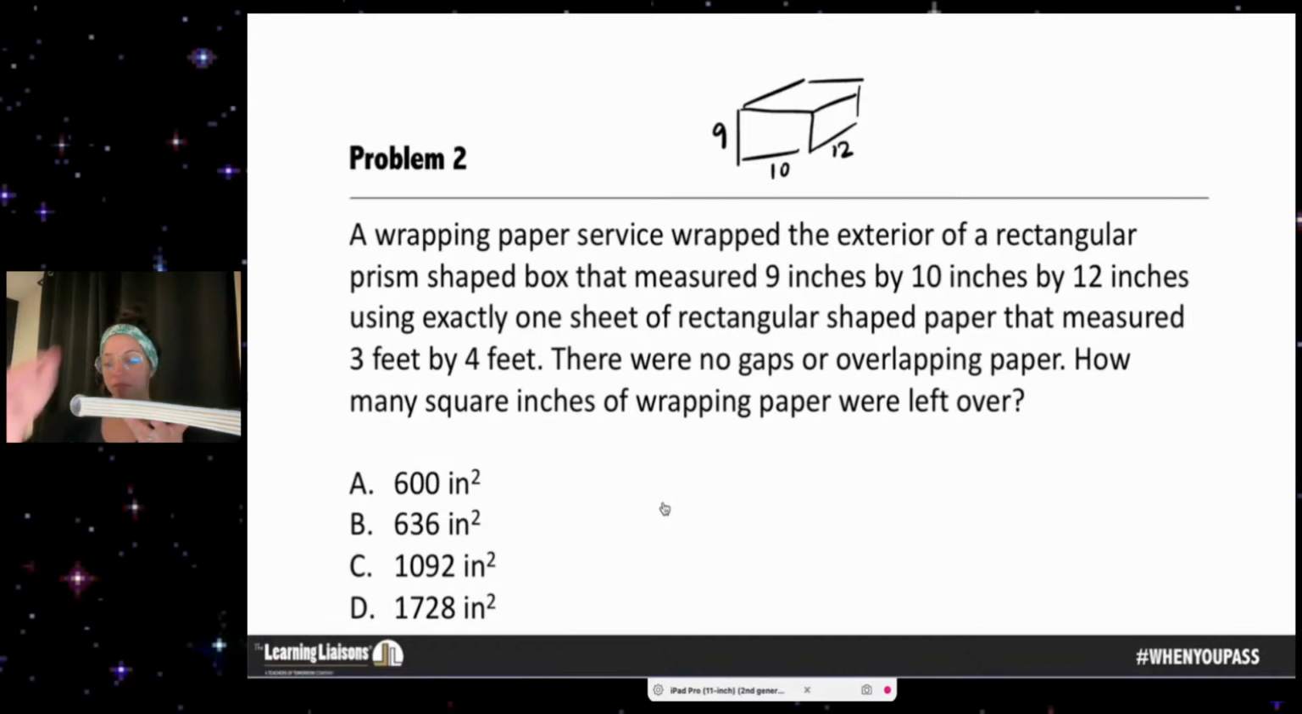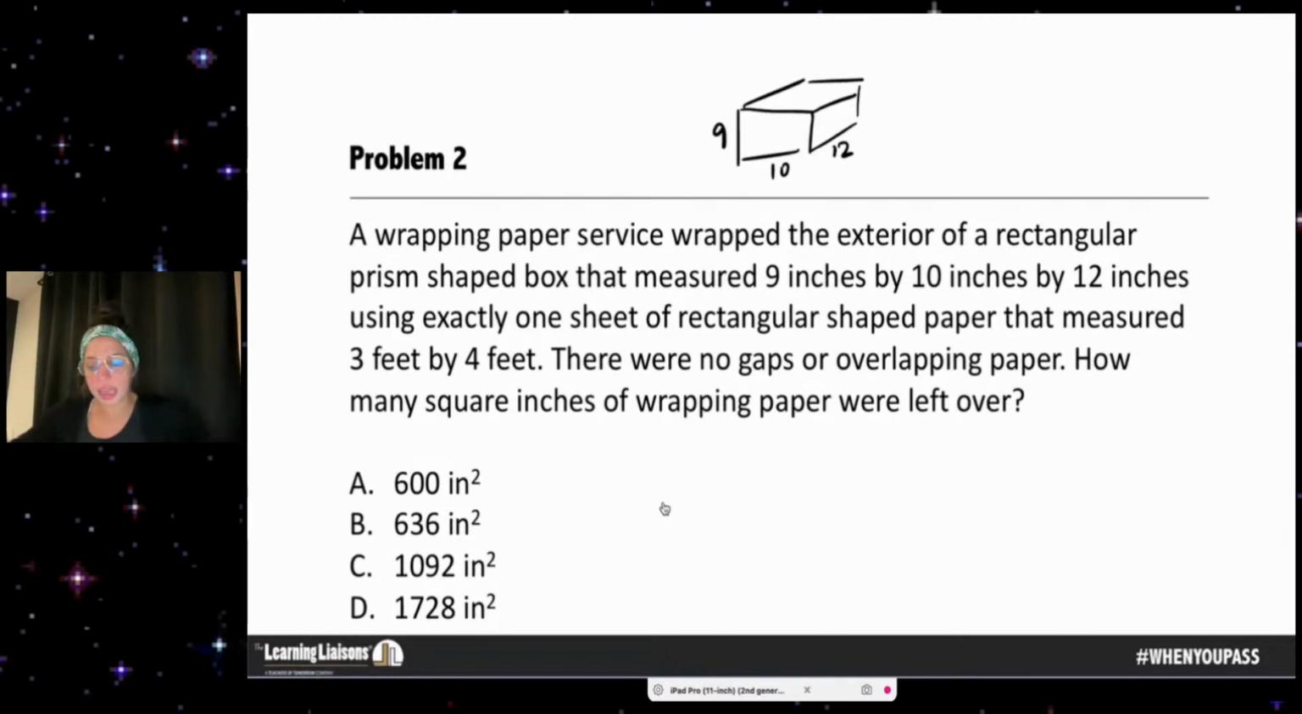2. I have my front and I have my back. And then how many long sides do I have that are the same size? 2 as well. 1, 2.